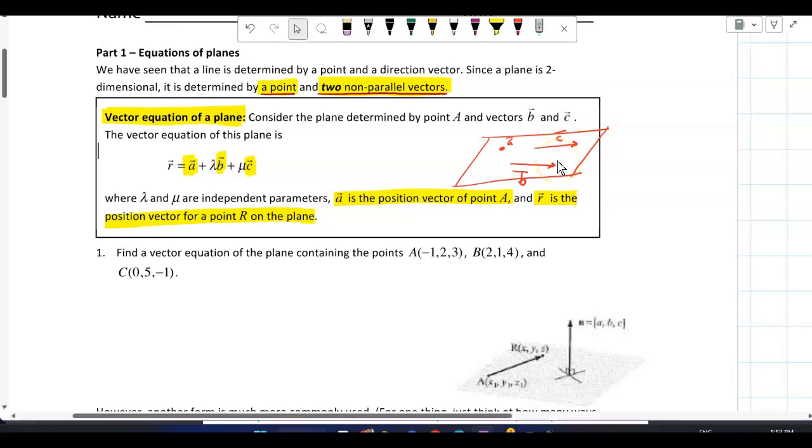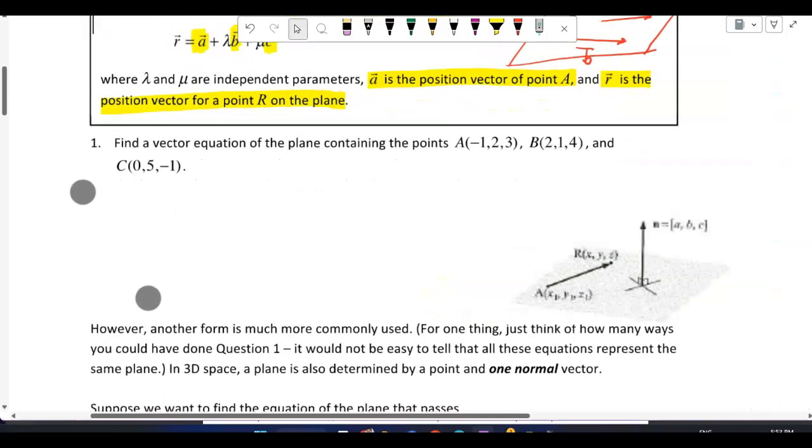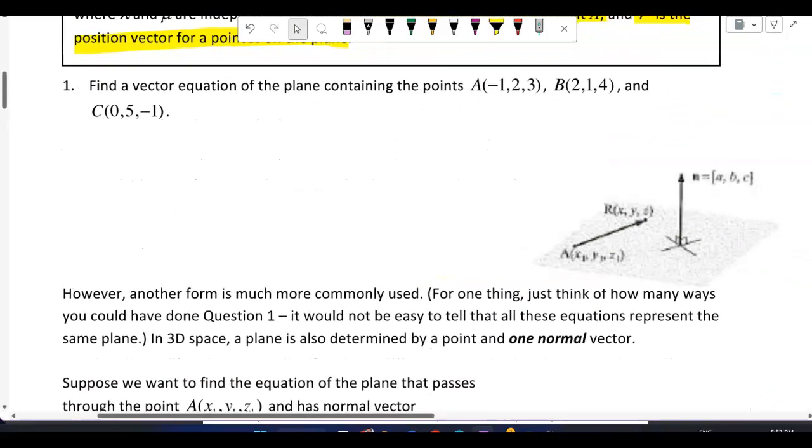But these three points they've given us are A, B and C. Those are coordinates. So how will you do that? Your requirement is you need one point and two vectors. So I find AB as one vector, BC as another vector, and I can take A as the point.